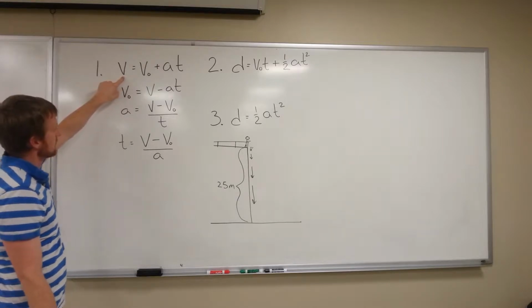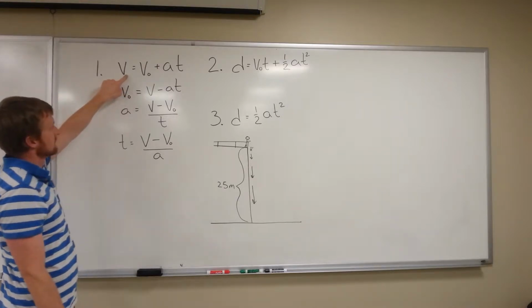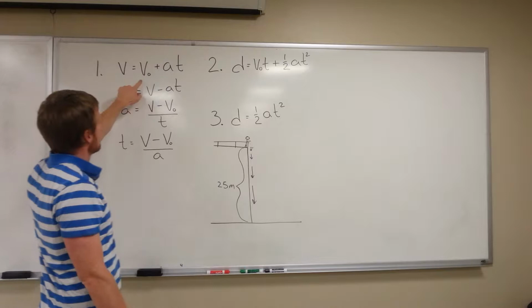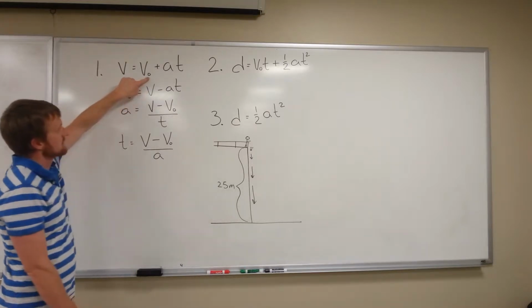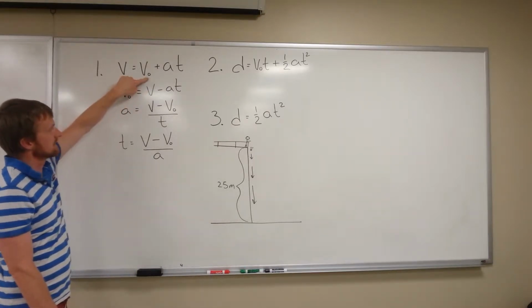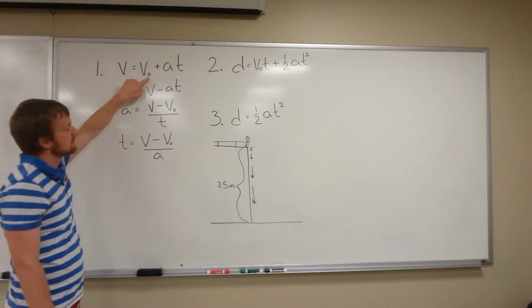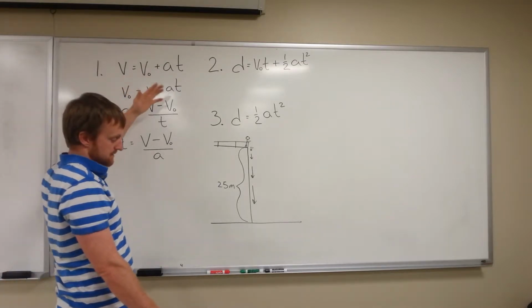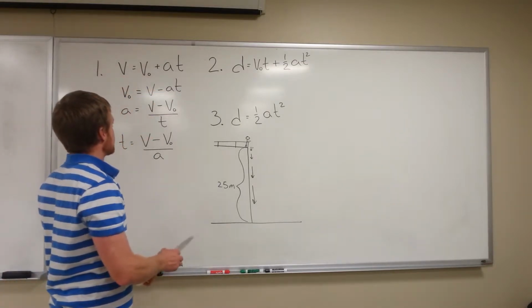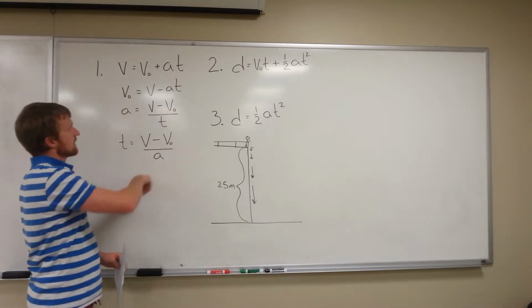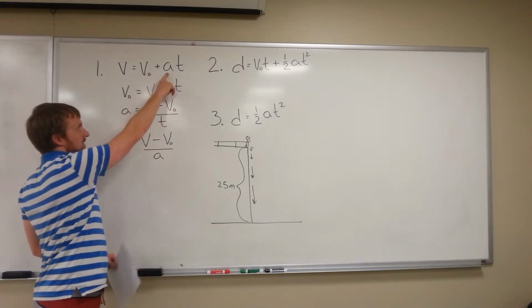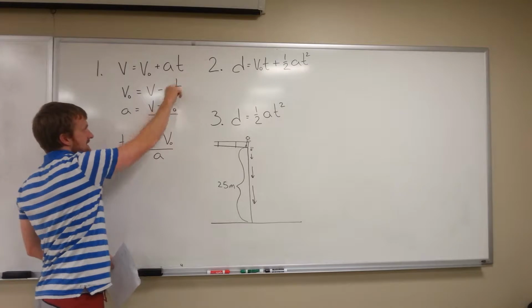When you see a V here without anything in the bottom here, that's a final velocity. The zero here represents V naught, velocity at the start. Sometimes this is zero, sometimes there's some velocity number there. Okay? And we have acceleration for A, and T is equal to time.